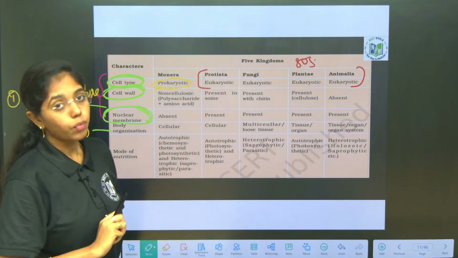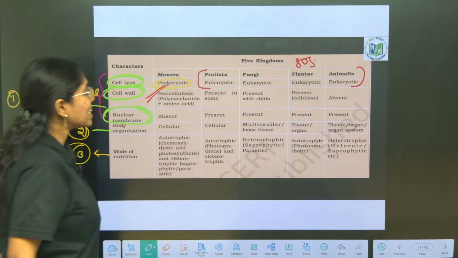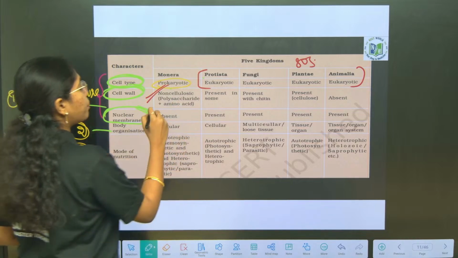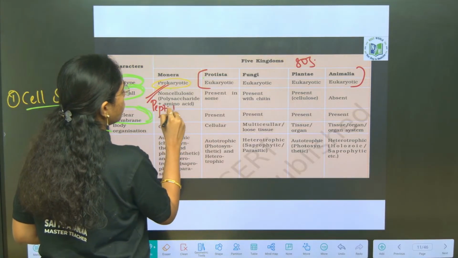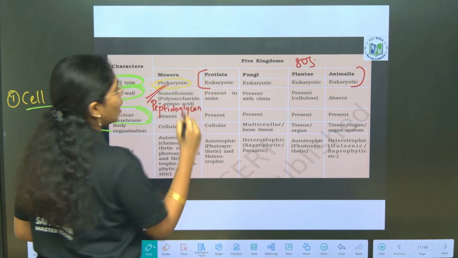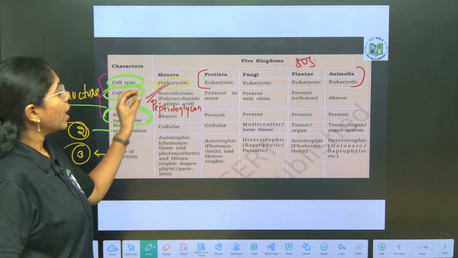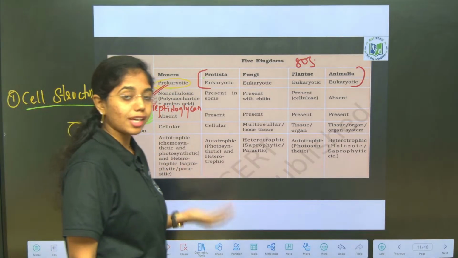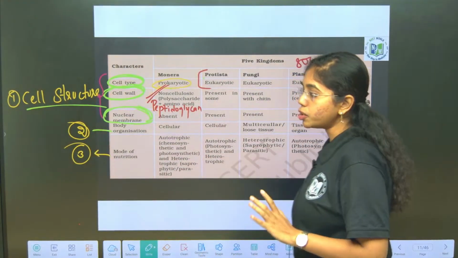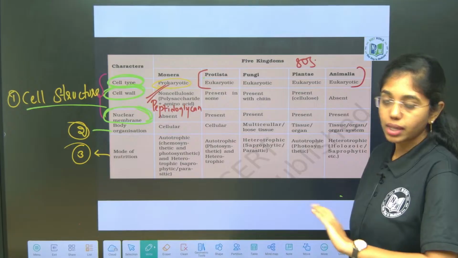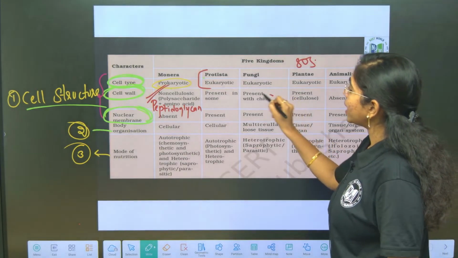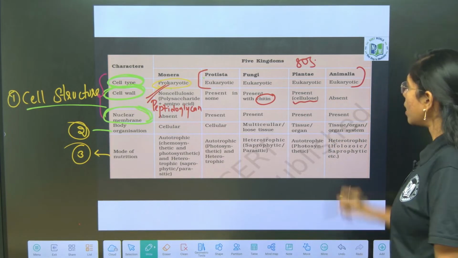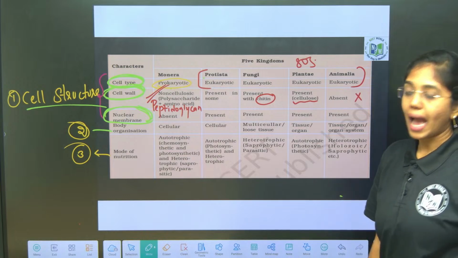Second is cell wall. Here you see a non-cellulosic cell wall, which includes polysaccharides and amino acids, which is nothing but the peptidoglycan cell wall. Clear? In Protista, in some protists the cell wall is present, like plant-like protists, chrysophytes and dinoflagellates. In animal-like protists, slime moulds, the cell wall is absent. Chitinous cell wall is present in fungi and cellulosic cell wall is present in Plantae. Cell wall is completely absent in Animalia.